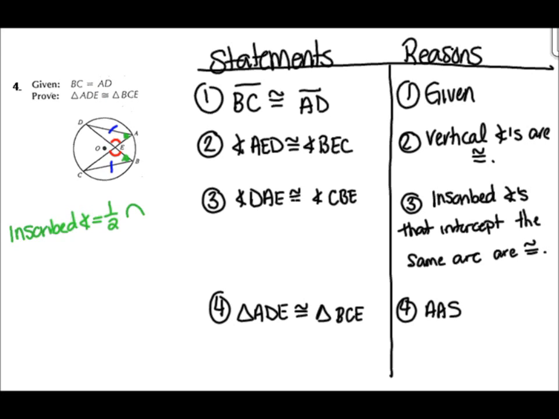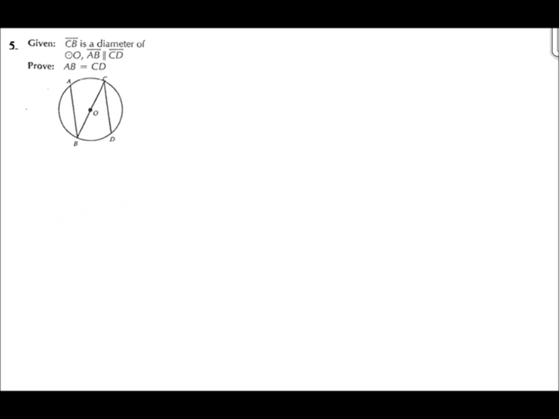All right, let's look at the next page. And the next page, we are going to do example number 5. So example 5 says, we need to prove chord AB is congruent to chord CD.